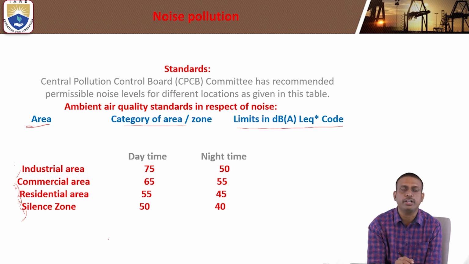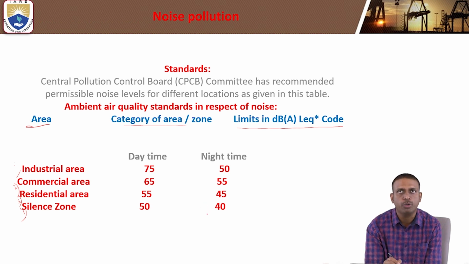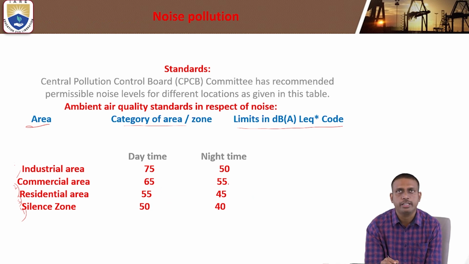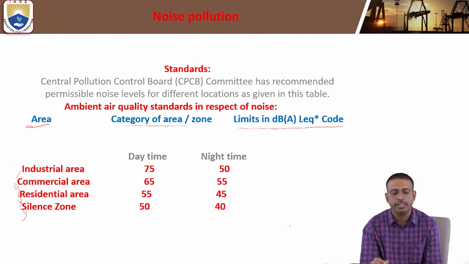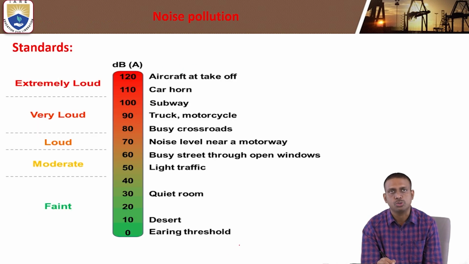These are the different areas: industrial, commercial, residential, and silence zone. These are the limits recommended by the Central Pollution Control Board for the permissible noise levels at different locations, for daytime and nighttime. 75 and 50 for industrial, 65 and 55 commercial, 55 and 45 residential, and silence zone 50 during the daytime and 40 during the nighttime. These are the standards given by the Central Pollution Control Board.